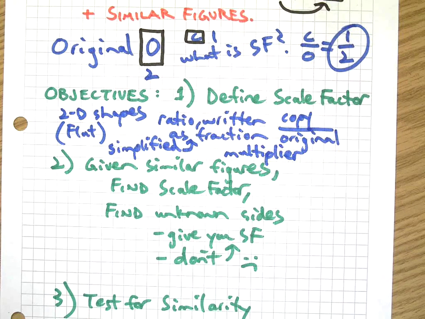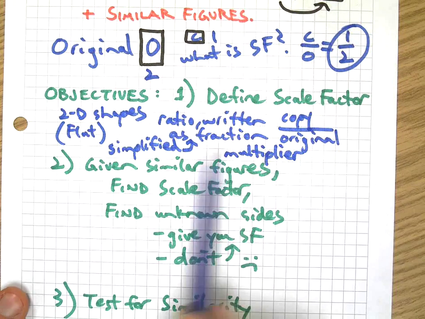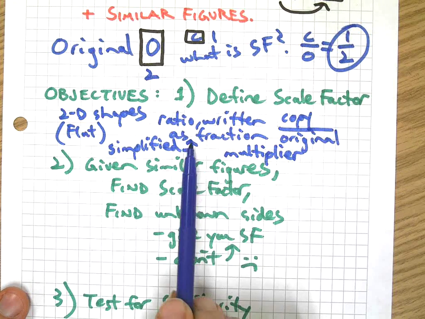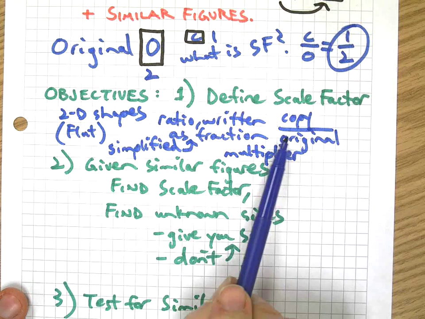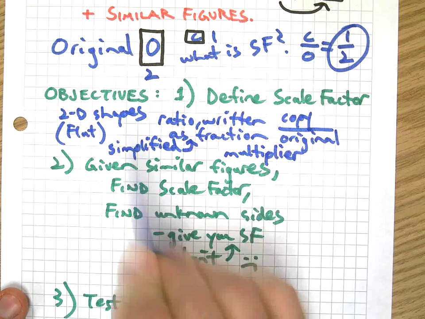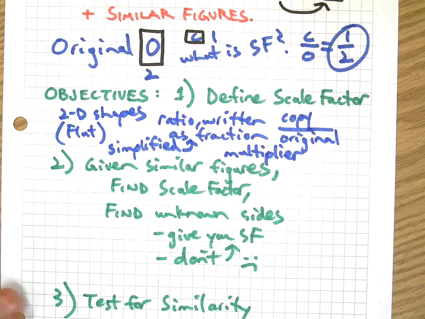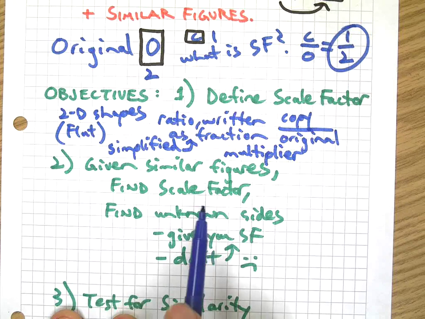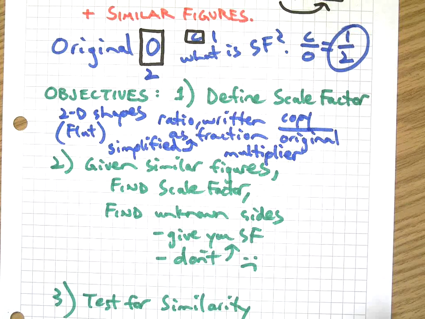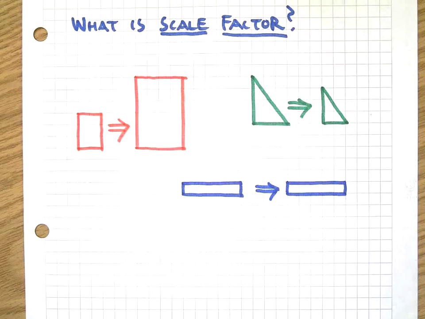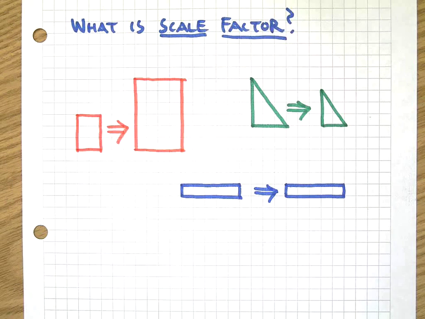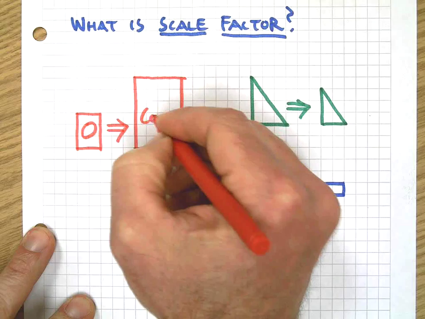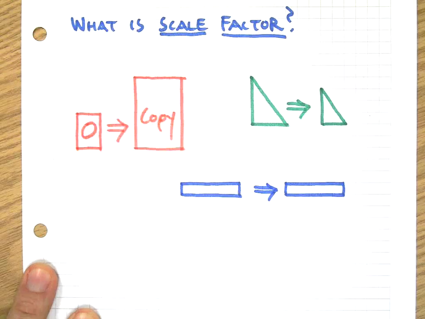So, there we go. So we define scale factor. It's a simplified ratio. It's a ratio written as a simplified fraction. That is the multiplier, copy on top of original, that connects 2-dimensional shapes. Now, next thing, given similar figures, find the scale factor. We'll get to that in a second, okay? Let's work a little more on defining scale factor. What is it? Well, first of all, remember we need to know original and copy.